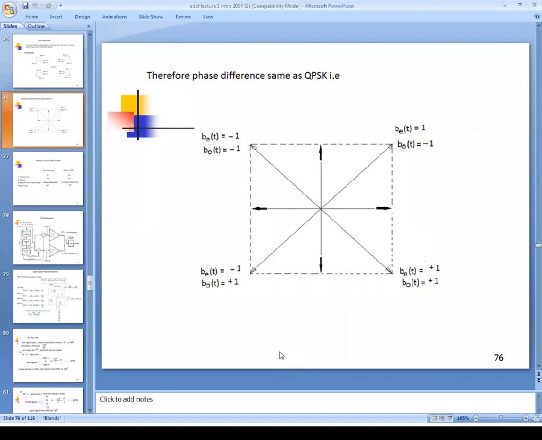So here is the vector representation for the individual signals, B_e and B_o. First quadrant, second quadrant, third quadrant, fourth quadrant. The quadrant signal is the resultant of the two signals that are 90 degrees apart. This is the vector representation of the signaling points of non-offset QPSK.